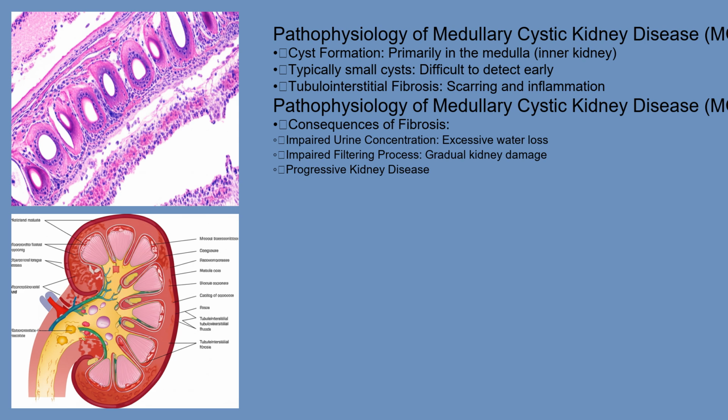The pathophysiology of MCKD involves the formation of cysts primarily in the medulla, the inner part of the kidney. These cysts are typically small and often difficult to detect early on. The mutations lead to tubulointerstitial fibrosis, meaning scarring and inflammation within the kidney tissue surrounding the tubules. This fibrosis disrupts the kidney's ability to concentrate urine, leading to excessive water loss, and impairs the filtering process overall, gradually damaging the kidney's function and causing progressive kidney disease.